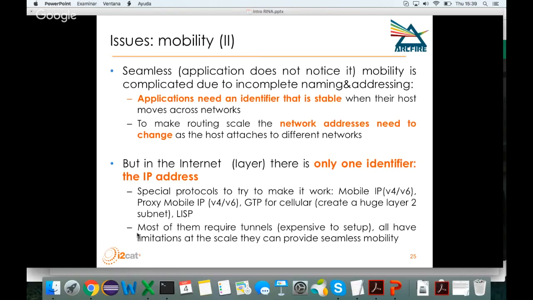And again, there are all sorts of solutions to make this work. Mobile IP, which uses tunnels, Proxy Mobile IP, same thing. GTP, more tunnels, which is basically creating a huge layer 2 subnet so that even if the application moves, it doesn't move in the IP layer. You have LISP and so on.